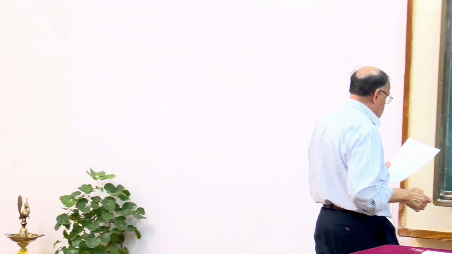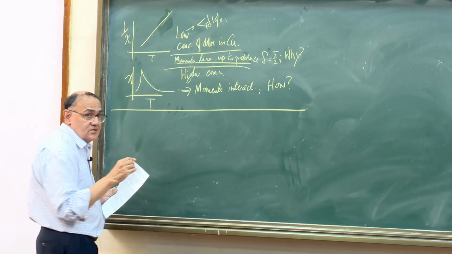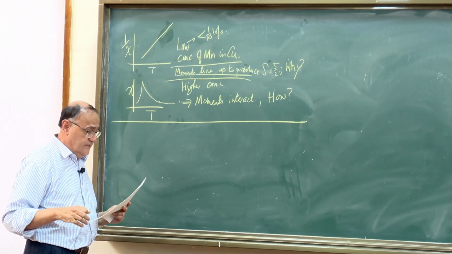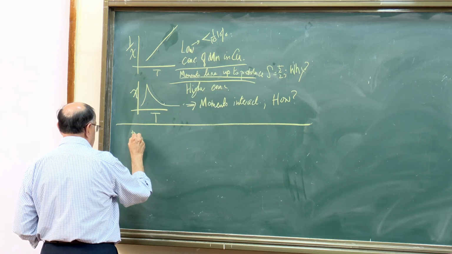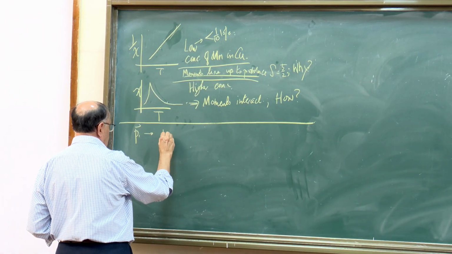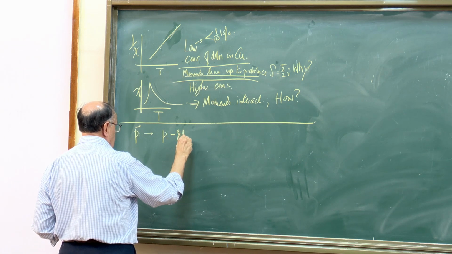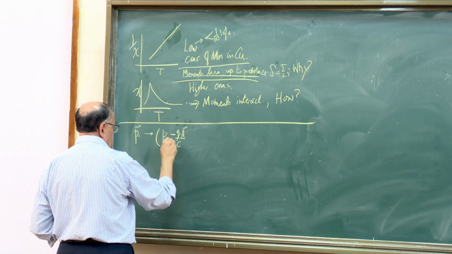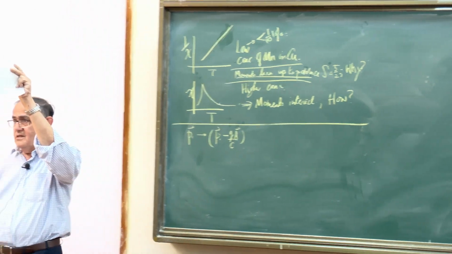So one way to do it is to ask for the change in the Hamiltonian due to adding the field. So for instance, the momentum P in P squared by 2m will go to P minus Qa by c. A is the vector potential here.